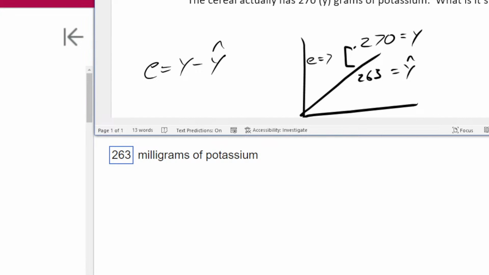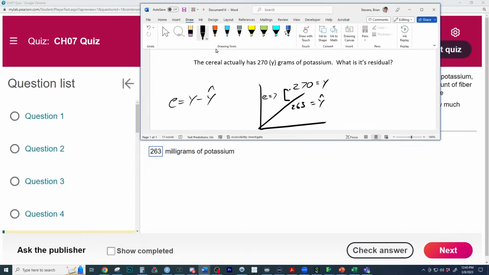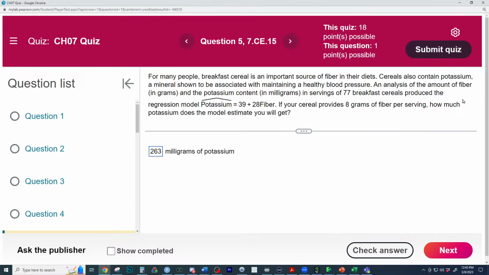And just knowing your notation is really good steps. That's knowing each of those. Okay, well, it actually has 270 grams of potassium. That is its value of y. It was predicted to have 263. So its actual value is 7 higher than it was predicted to be. So that is how we would do that.